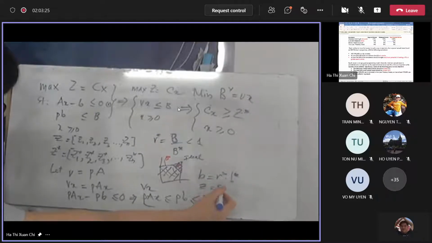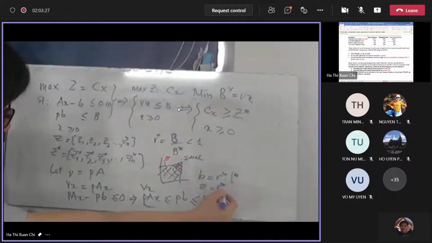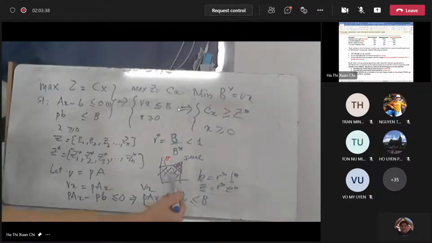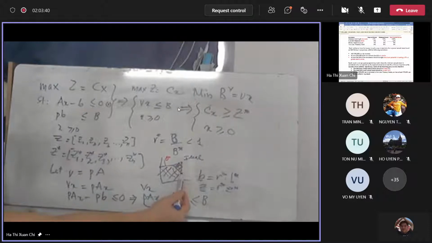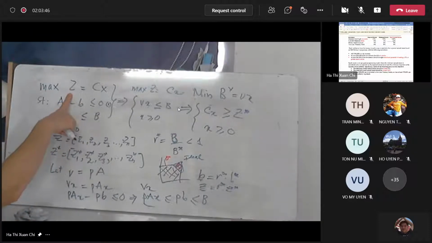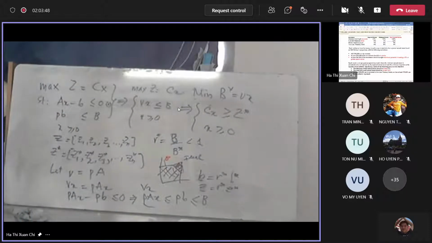You can find that. Why do you need to find B and Z here? It means we will redesign the system. So we expand that one here. The constraints will be changed, right? Z will be changed. That is the redesigned system.